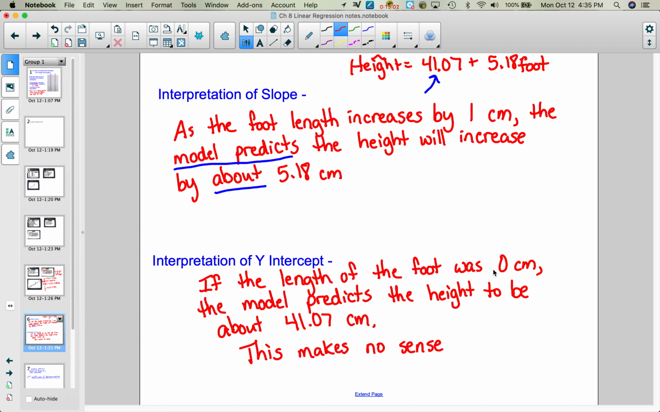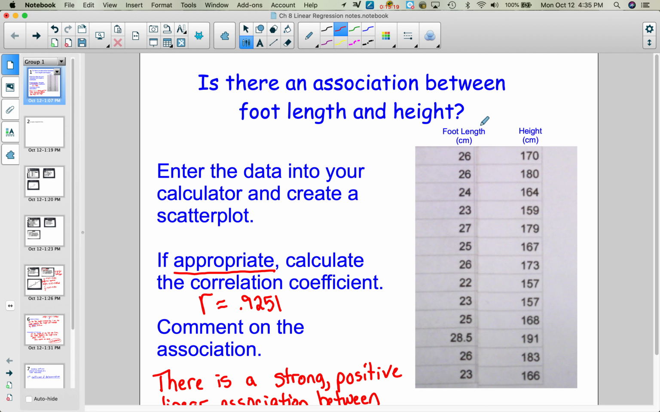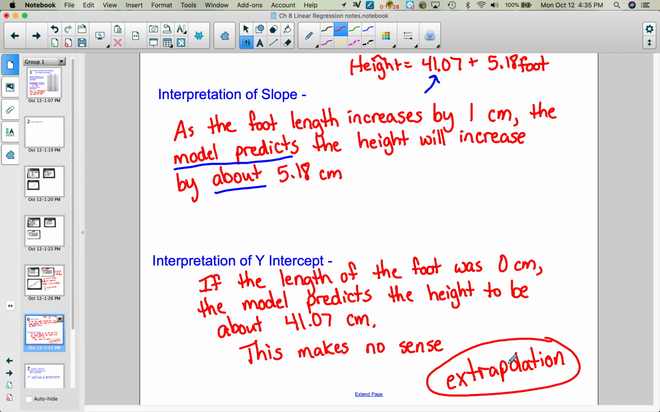So it kind of breaks down. And that has a name too. It's called extrapolation. Clearly, this goes outside of our data. If you look back at our data, we were dealing with foot lengths between 23 centimeters and 28.5 centimeters. So 0 centimeters doesn't really fit into our data set at all. That's called extrapolation and not a good thing. But anyway, this is how you interpret the y-intercept. You always want to make sure that you interpret both the slope and the y-intercept in the context of the problem.